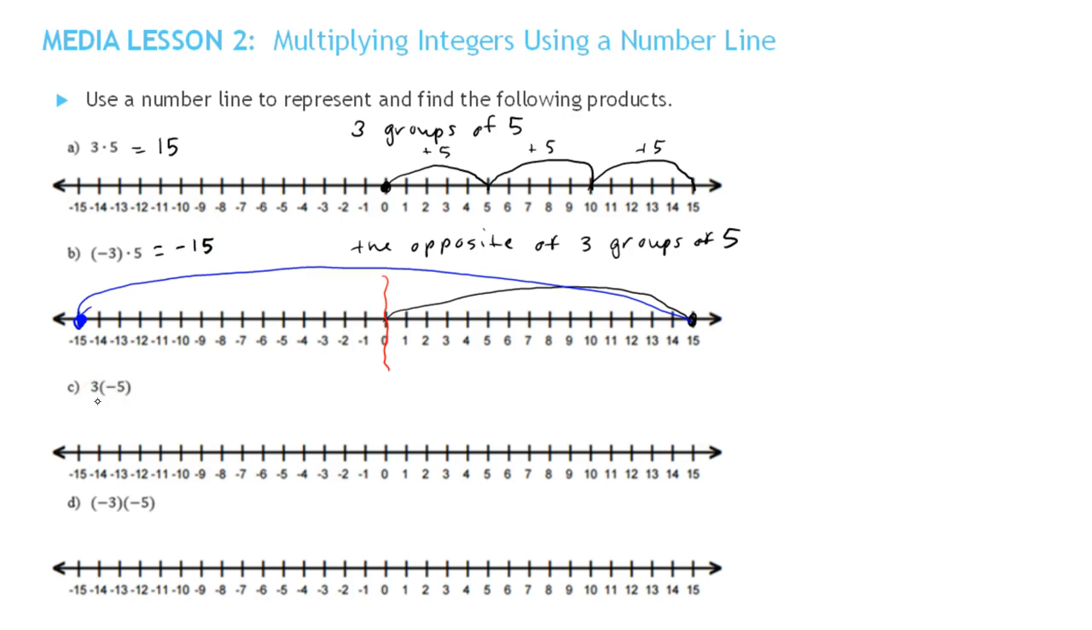Our next problem is 3 times negative 5, or 3 groups of negative 5. So we'll start at 0. Here's one group of negative 5. Now we're going to go another negative 5 and our third negative 5. So we have negative 5 3 times. And notice our result is negative 15.